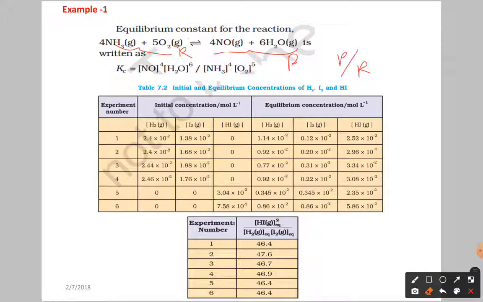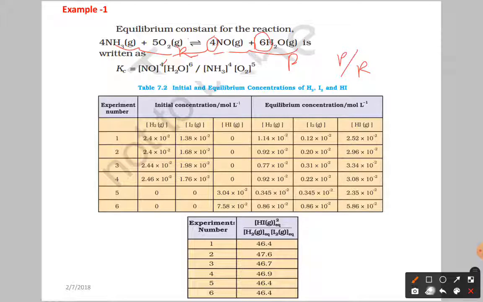Now each concentration term has to be raised to its stoichiometric coefficient. For NO the coefficient is 4, so it is raised to the power 4. For the water molecule the coefficient is 6, so it is raised to the power 6.